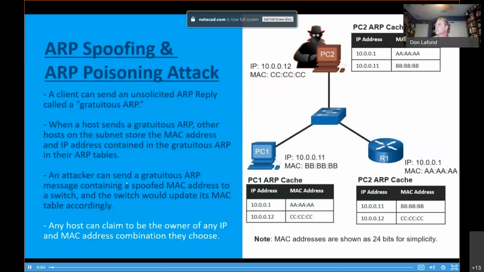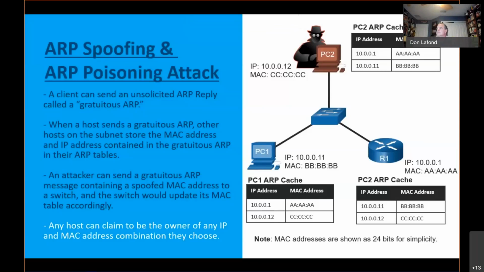Address Resolution Protocol is a powerful protocol on our networks that allows our networks to function. With ARP, we're talking about having a known IP address being mapped to an unknown MAC address. And this is being used all the time with our devices on the network. Now, a client can send an unsolicited ARP reply, which is known as a gratuitous ARP. It's really a broadcast that we have a specific IP address that is mapped to a specific MAC address.